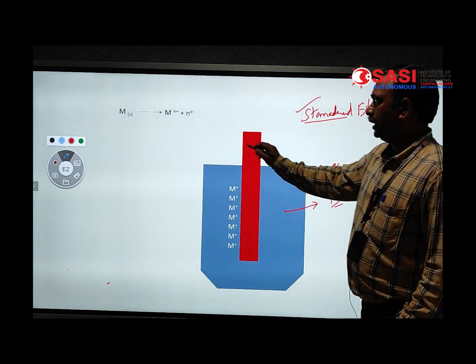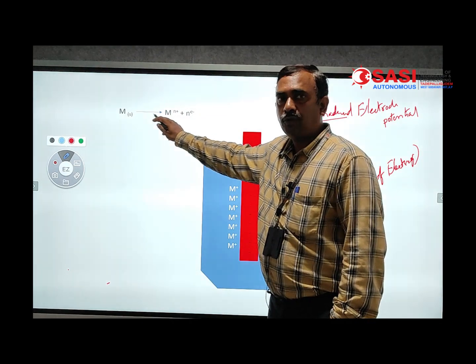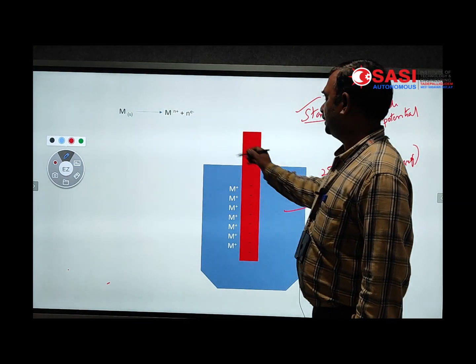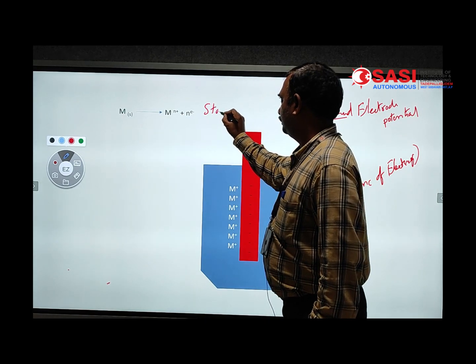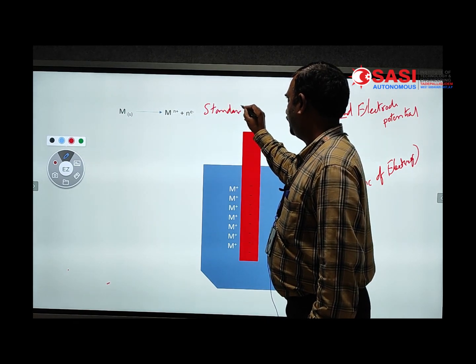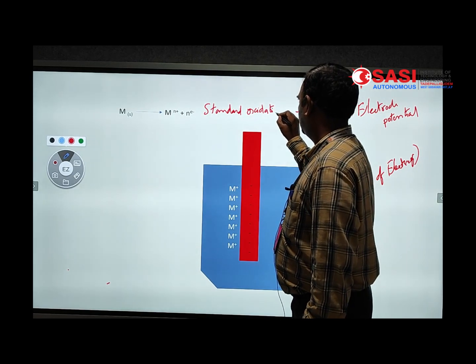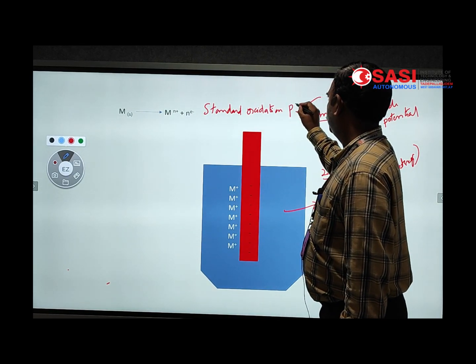If the reaction is like this, that is metal is oxidizing, this is the oxidation reaction, then we will call it as standard oxidation potential.